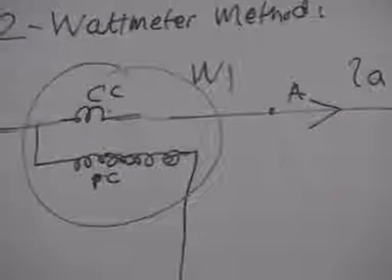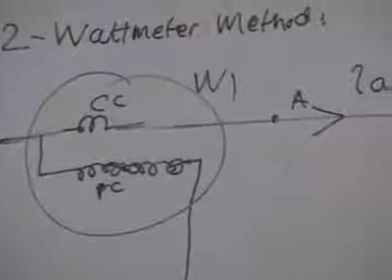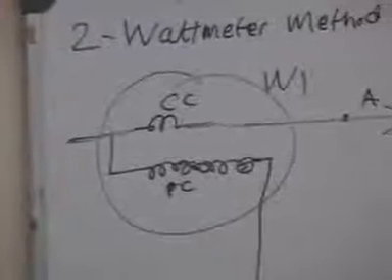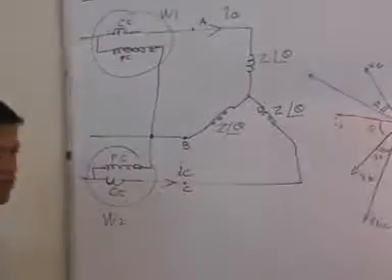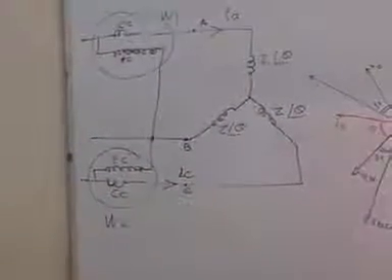The second wattmeter is between these two phases. The common terminal is B phase. This is wattmeter number 2, W2. Current coil and potential coil. As you can see here, the current here is IC, phase C current.